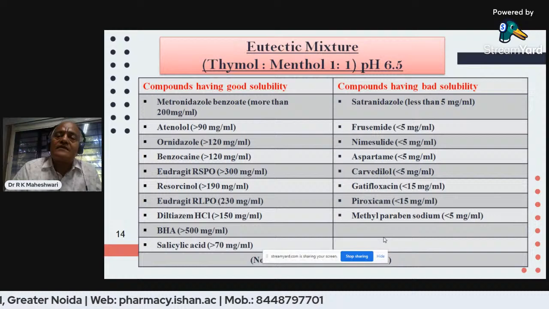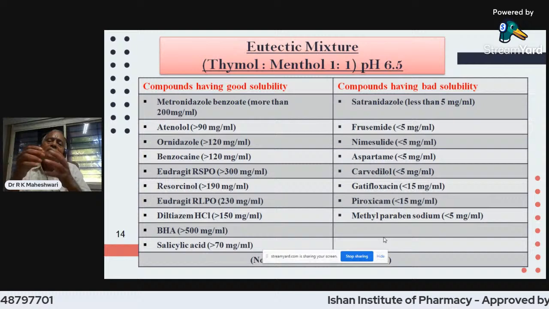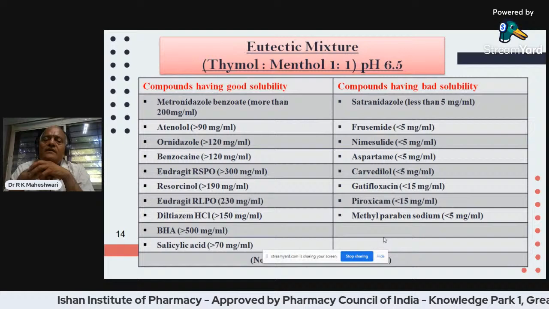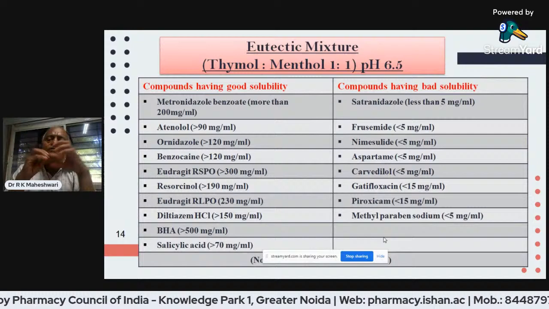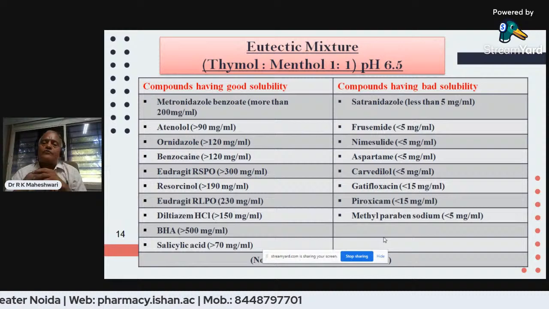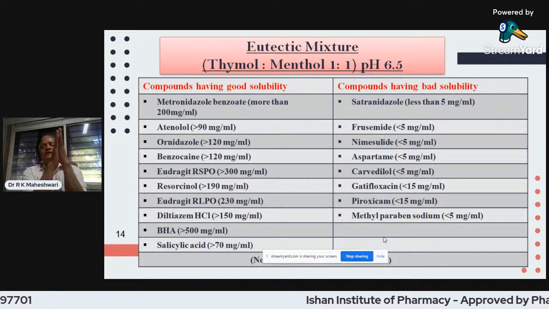And once it is proved that it is a solvent, whatever it contains must possess solubilizing power. So what does it contain? Thymol solid and menthol in liquid state, of course. The molecules are in liquid state. So thymol molecules and menthol molecules must possess solubilizing power. That's why you are having good solubility of some of the compounds. Suppose there was no solubilizing power in these two solids, all materials must have come in the left and right hand column. So these are the proof.